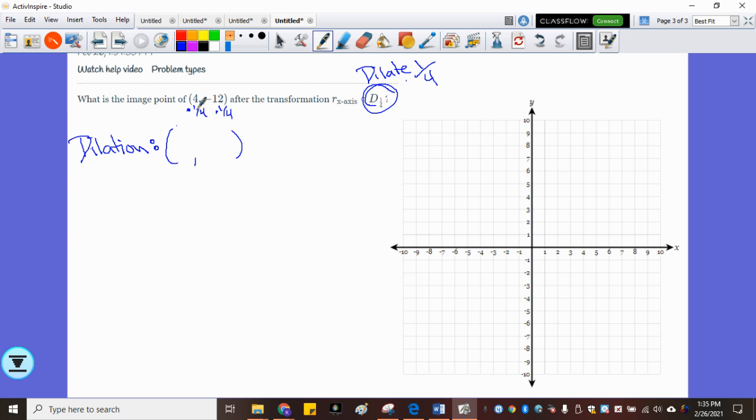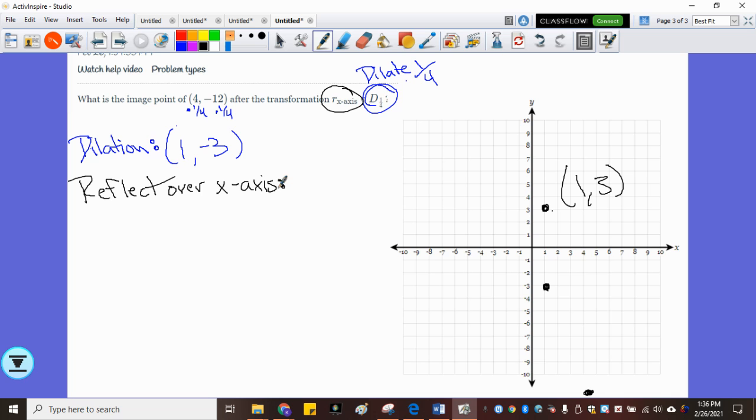This one's actually easier to do not on the graph. 1 divided by 4, get -3. So I went from -12. Oops, didn't choose one big enough. And I reduced it by 1/4, so 1, -3. And then I have to reflect it over the y-axis. I'm sorry, x-axis. Reflect over the x-axis goes from here to here, reflected over. So 1, 3. And that's your final answer.